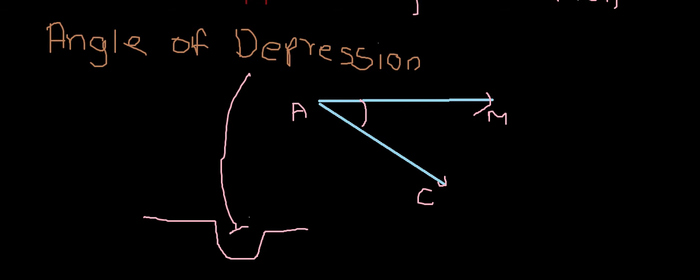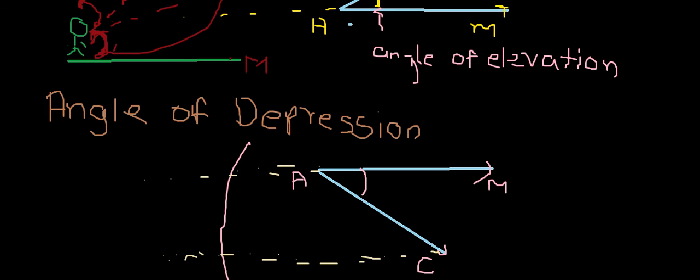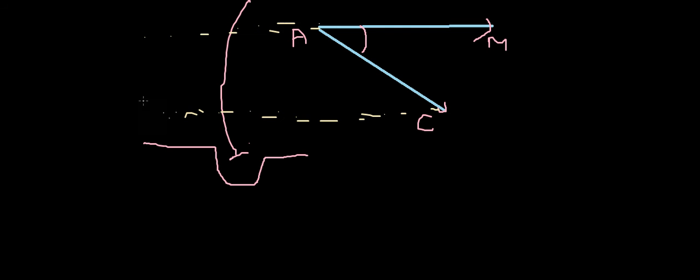If we define it, then if an observer at A, so here is the observer, observes the point C, which is at a level lower than A, so the level of A is somewhat like this, and the level of C is, you can see, much below A. And AM is a horizontal line, as we had the same case in the above example. So AM is the horizontal line, and the angle MAC is the angle of depression.